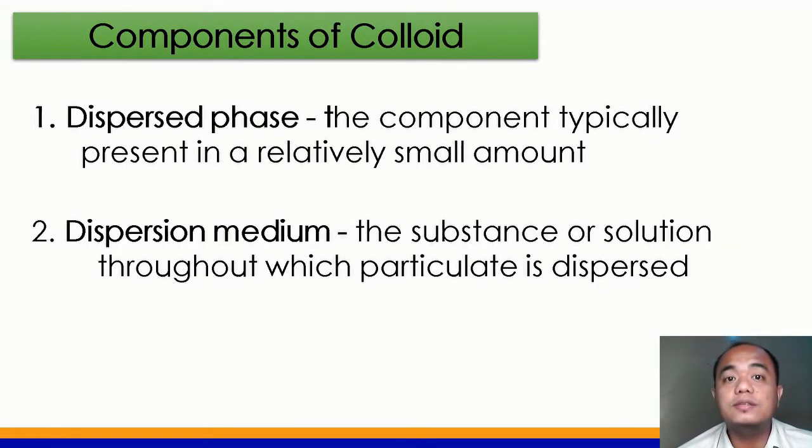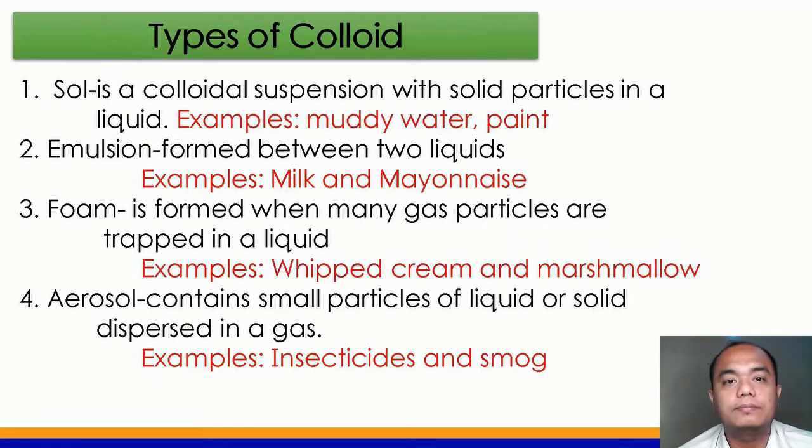So what are the components of colloid? We have dispersed phase, the component typically present in a relatively small amount. Ang katong nag-scatter class sa usa ka medium, ang tawag ato is dispersed phase. So dispersion medium, ang substance or solution throughout the particles is dispersed. Ang katong medium sa kung diin na scatter ang dispersed phase. Ang tawag na to niya, dispersion medium.